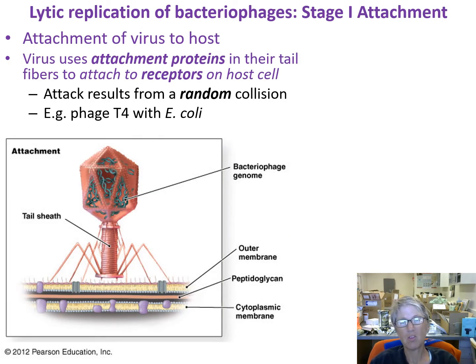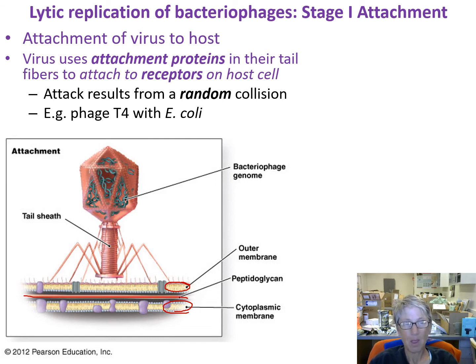Okay, so let's look at stage 1, attachment, in a little more detail. So here's a cartoon where this lower part is the bacteria. It's got this outer membrane, and then here's its peptidoglycan, part of the cell wall, and then here's the bacterial cytoplasmic membrane. So do you know what kind of bacterial cell this is then? If it has an outer membrane, is it gram-positive or gram-negative? If you said gram-negative, you're right.